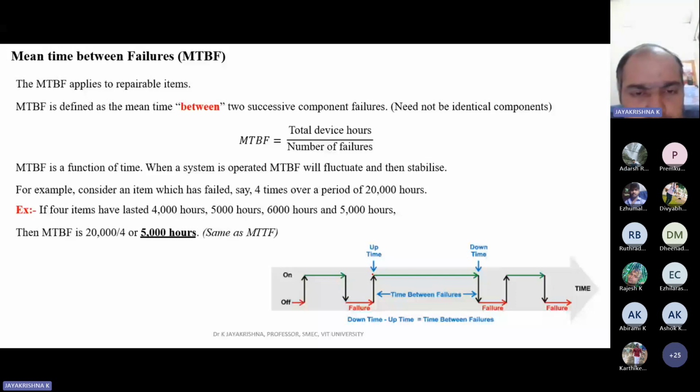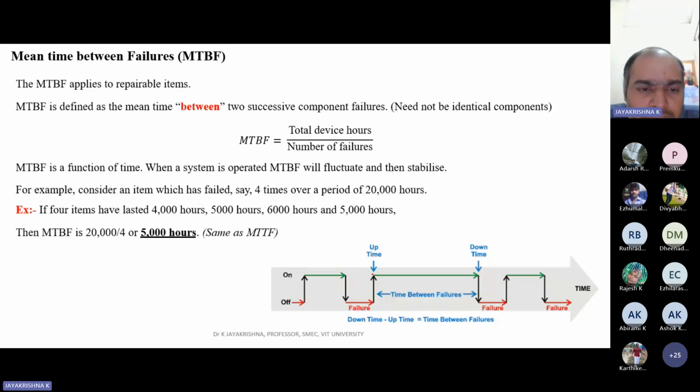But once it's failed, we should be able to fix the failure and run the machine, or run the tire, again. MTBF is a function of time, and when the system is operated, MTBF will fluctuate and then stabilize. Why? Because initially when your product is launched, the failures can be more, and after a period of time, the failures can stabilize or be controlled again.